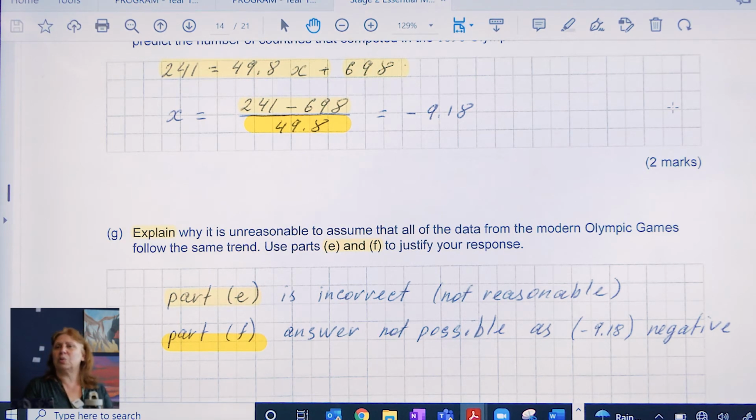So a lot of students were confused. They understand that it has to be positive, they understand that, but they probably don't trust their calculations. So yeah, whatever you've got, just write it down.